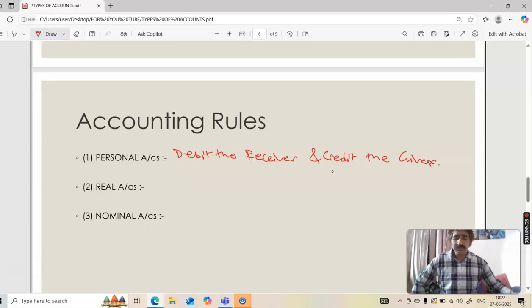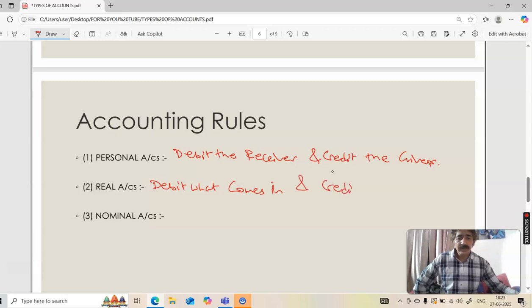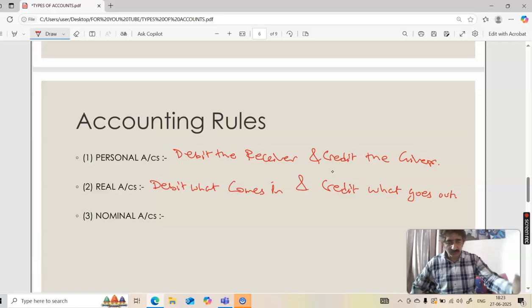For real accounts, the accounting rule, or the debit or credit rule, is: debit what comes in and credit what goes out. These rules will make sense to you when we solve a practical journal question. Then how to apply these rules, you will understand better. But before coming to journal, you need to learn these rules.